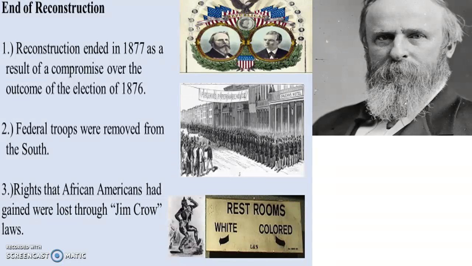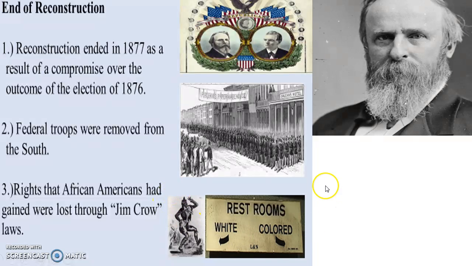But that wasn't the case, because when those troops were moved from the South, bad consequences happened, which is number 3 down right here. It says rights that African Americans had gained were lost through Jim Crow laws. And Jim Crow laws were basically laws that segregated people based on race. You had separate restrooms, separate buses, separate transportation, separate schools, separate barbershops, separate hospitals, separate public facilities. African Americans and whites were not to mix together in public, in most places, not all.